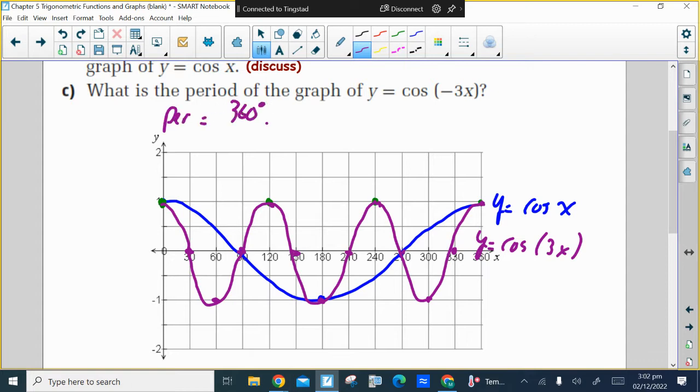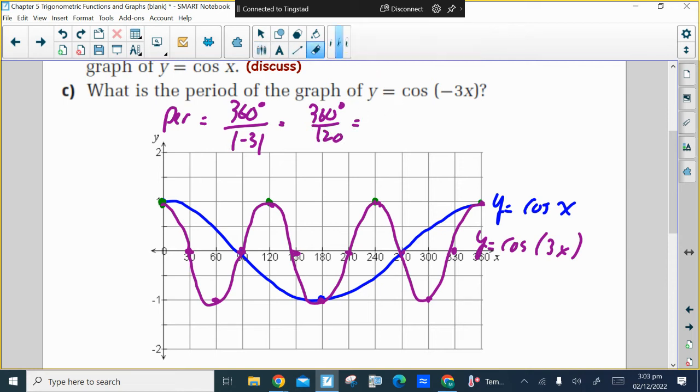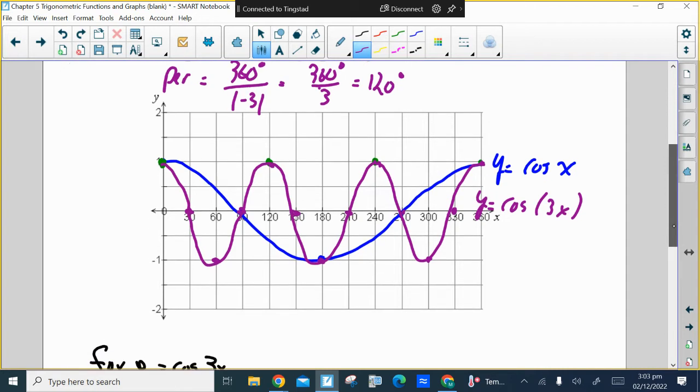360 over the absolute value of b. So it's still going to be 360 over 3, just like the first example on this page. It is 120 when you divide 360 by 3. The negative doesn't affect the period. That causes a reflection over the y-axis.